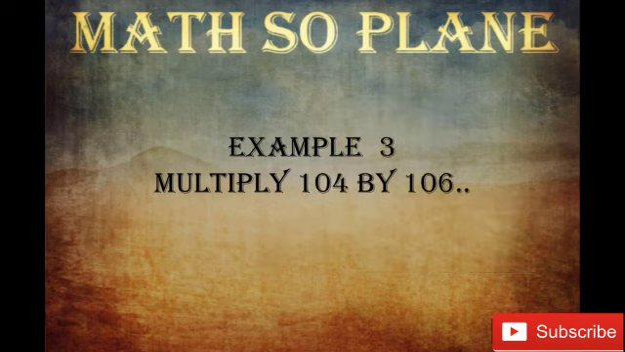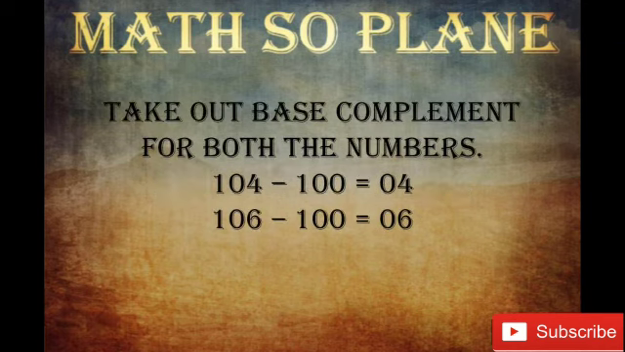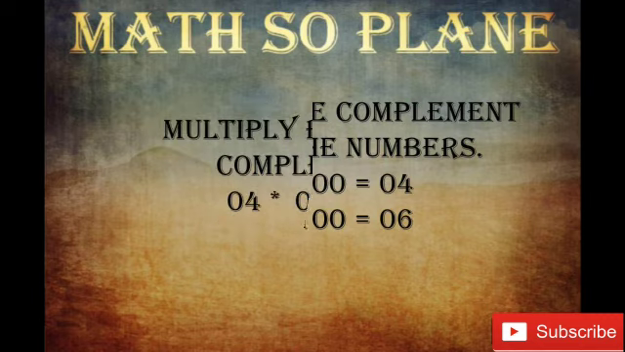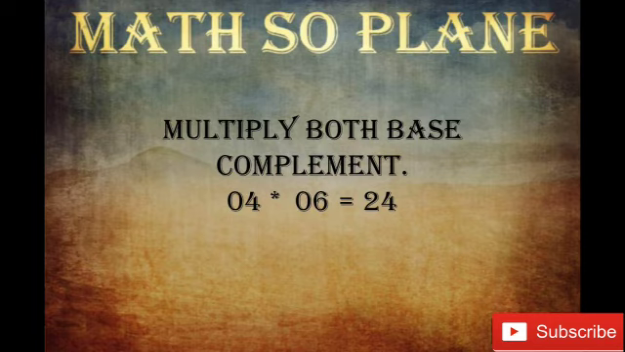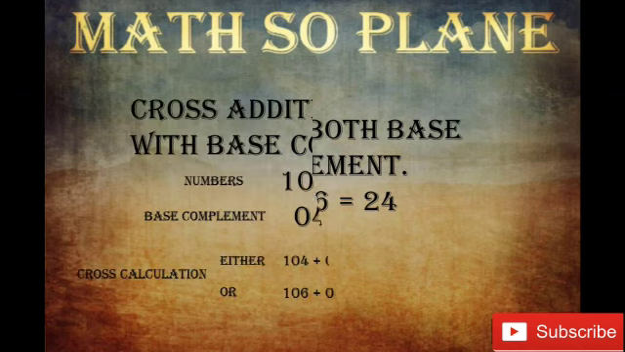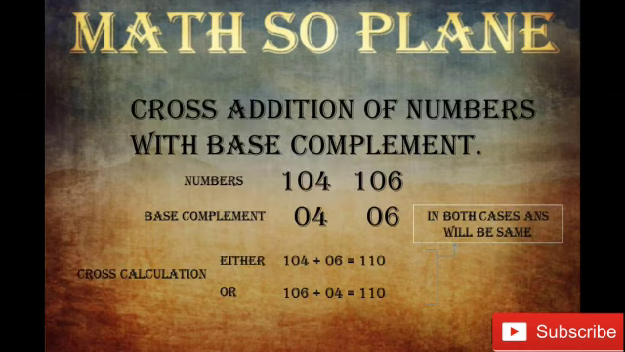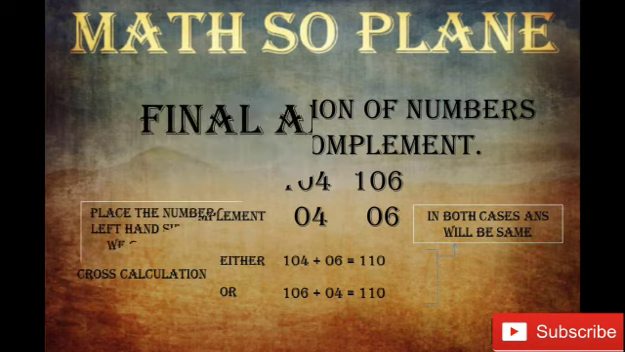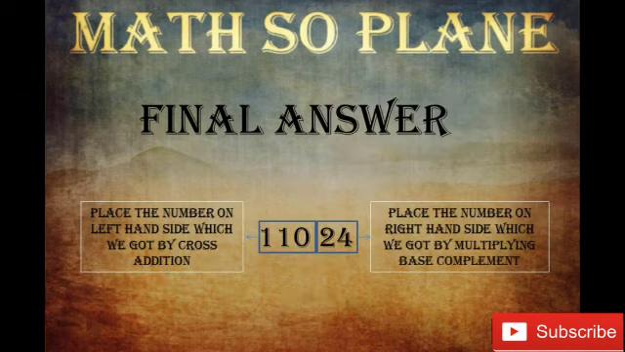We took two examples, both of numbers below the base. Now let us try 104 into 106, that is, both the numbers above the base. Base complement for 104 is 04 and that for 106 is 06. On multiplication of base complements, that is 04 into 06, we get 24. On cross addition, we get 104 plus 06 or 106 plus 04, that is 110. So we get the final answer as 11024.